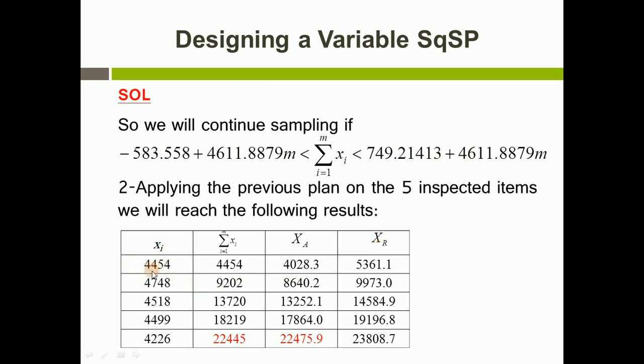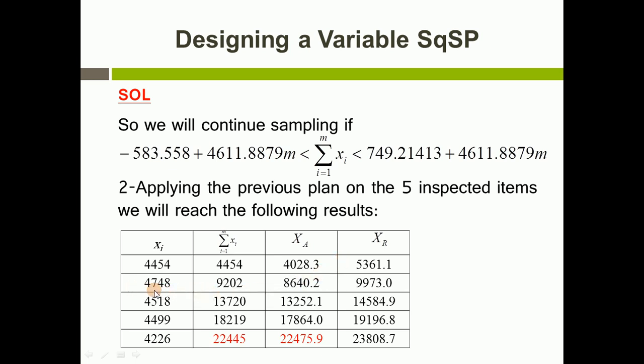As you can see here, the first one, the measurement was 4,454. So in this case, if I need to calculate the summation xi, it would be the same, because I'm still in the first item. Then for each item, I have to calculate its acceptable limit and its rejectable limit. So since this is the first item, m is equal to 1, so I have to substitute with m equal to 1 in each of them. And then I should compare between summation xi and both, and I will find out that I'm still in between them, so my decision would be continue sampling to a second item.